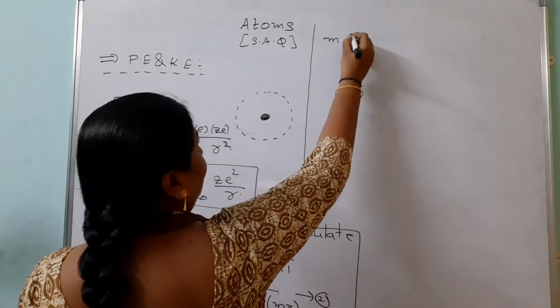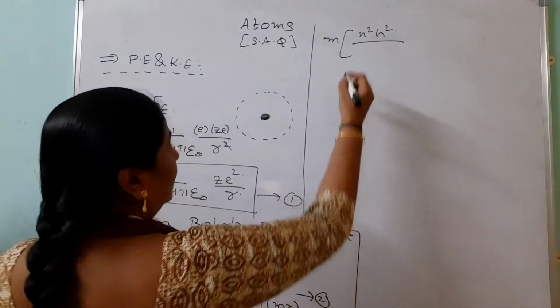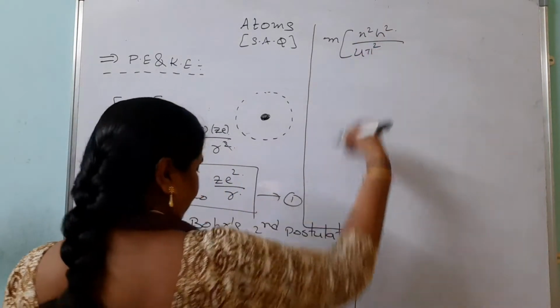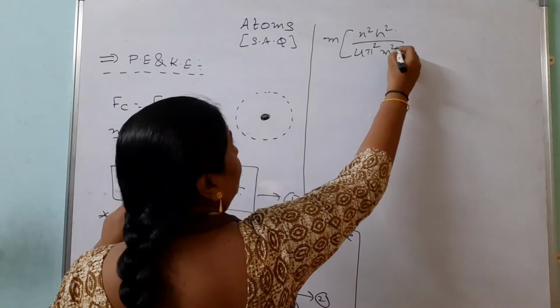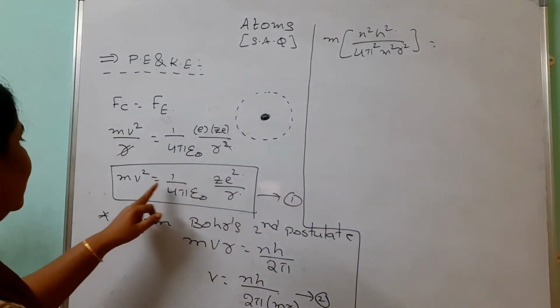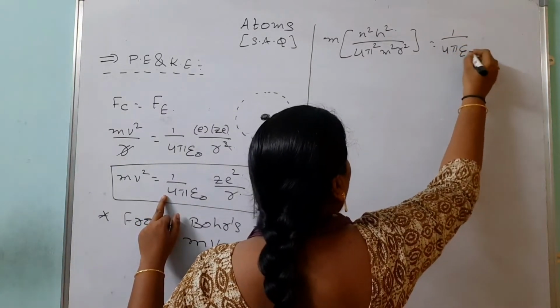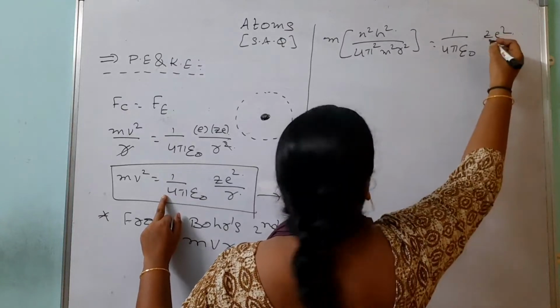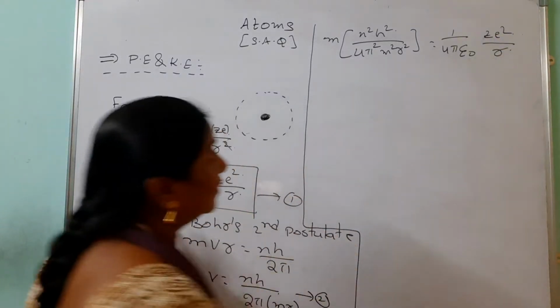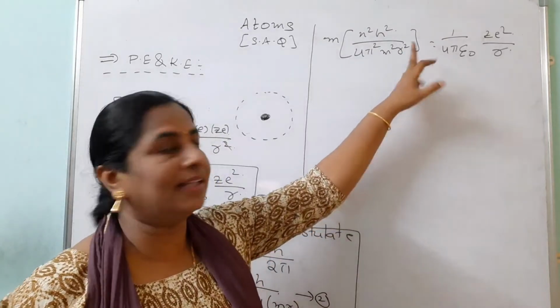So n square h square by 4 pi square m square r square equals the RHS. Already we know that this is 1 by 4 pi epsilon naught z e square by r. After simplification, we are getting the expression for r, the radius of the nth orbit.